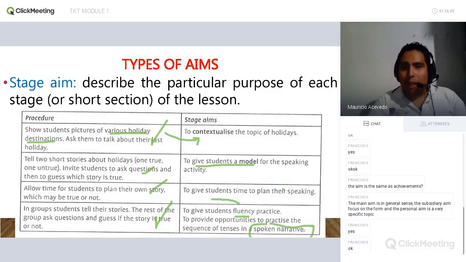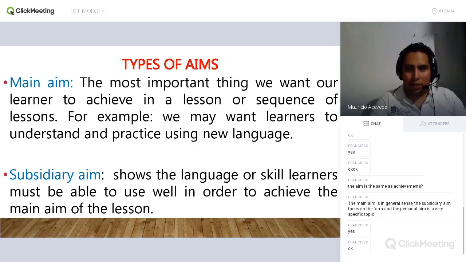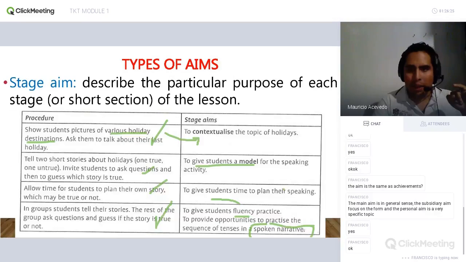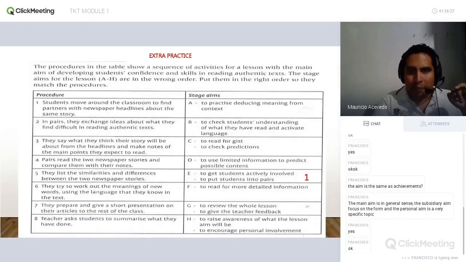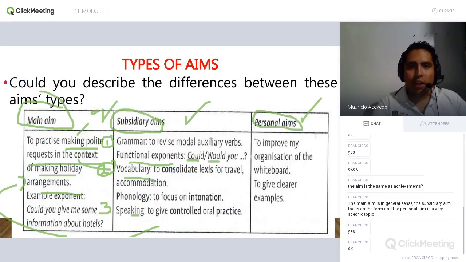So tell me, Francisco, questions or problems about this? No? How many of these aims do you write on your lesson plan, Francisco? On your real lesson plans? Remember, we have four types: main aim, subsidiary aim, personal aim, and stage aim. Which of these types of aims do you write on your lesson plans, Francisco? To be honest.